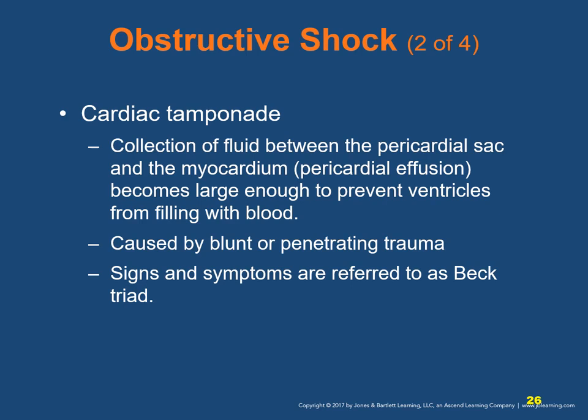Continued pressure within the pericardial sac obstructs the flow of blood into the heart, resulting in decreased outflow from the heart. Signs and symptoms of cardiac tamponade are referred to as the Beck triad: the presence of jugular vein distension, muffled heart sounds, and narrowing pulse pressure, where the systolic and diastolic blood pressures start to merge.